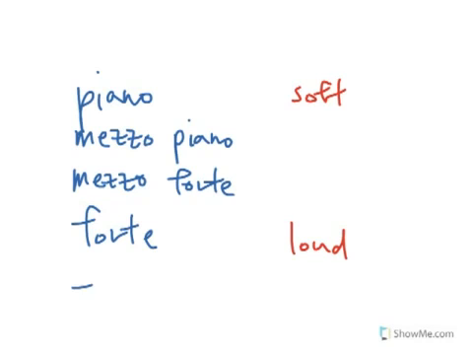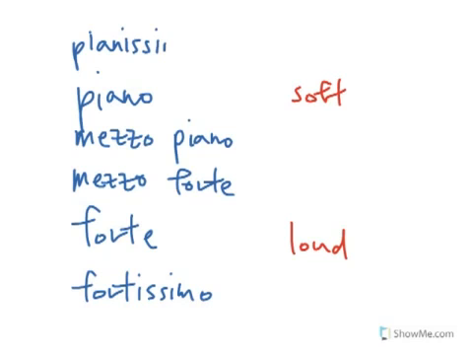And if you add an issimo, and you say fortissimo, that means to play it louder even than forte. And pianissimo means to play it even softer than piano. So in this scale of loudness, it goes from pianissimo to fortissimo, from softest to loudest.